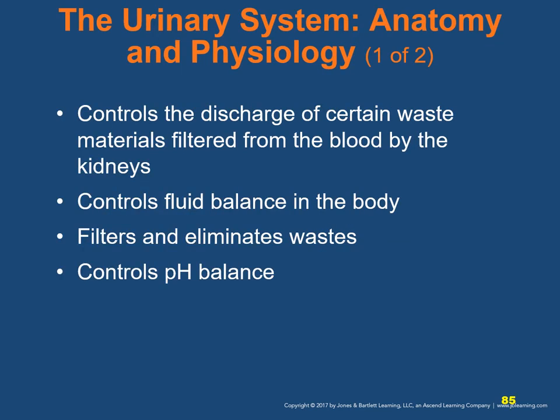Now the urinary system, anatomy, and physiology we'll discuss next. The urinary system controls the discharge of certain waste materials filtered from the blood by the kidneys. The kidneys are solid organs. The ureters, bladder, and urethra are hollow organs. The main function of the urinary system is to control fluid balance in the body. It also filters and eliminates waste and controls pH balance.